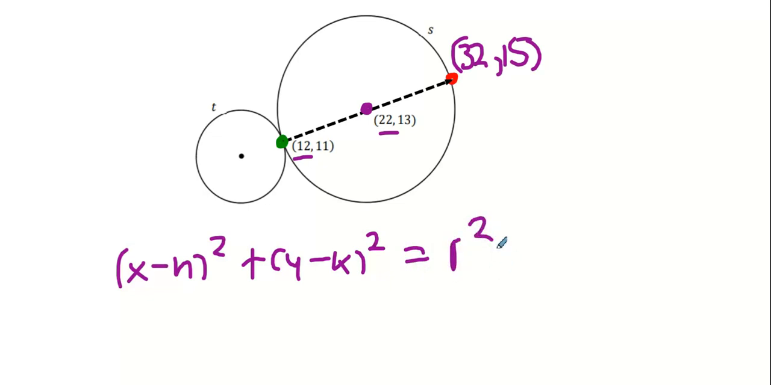Equals r squared. Yes. Fair play to you. Well done. Absolutely, you're completely correct. What I'm focusing on is, if maths is not your best subject, how to get marks first, and then obviously what you just told me is the second part.